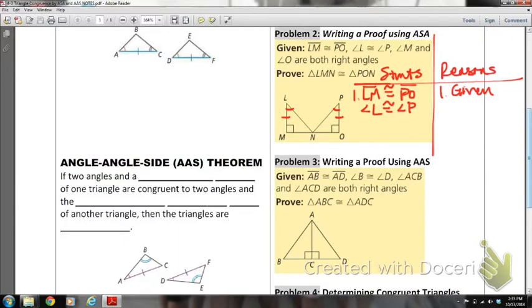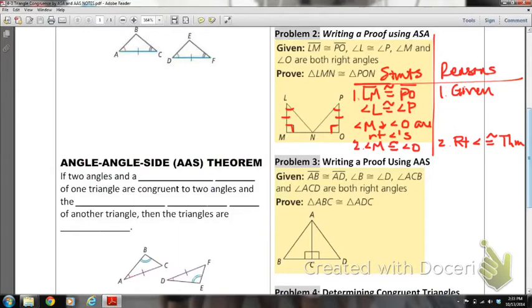And we're also told that angle M and angle O are both right angles. So write that as our given. Angle M and angle O are right angles. So the next statement that we can make is that angle M is congruent to angle O because of the right angle congruence theorem, which says that all right angles are congruent.